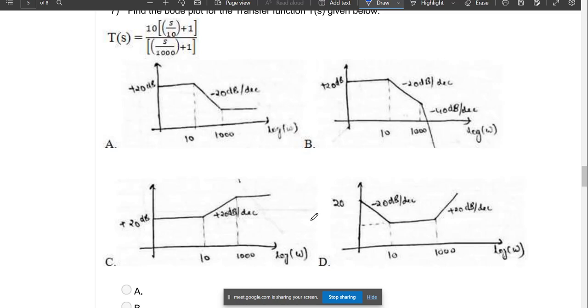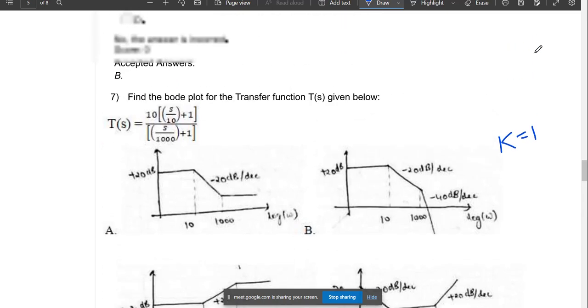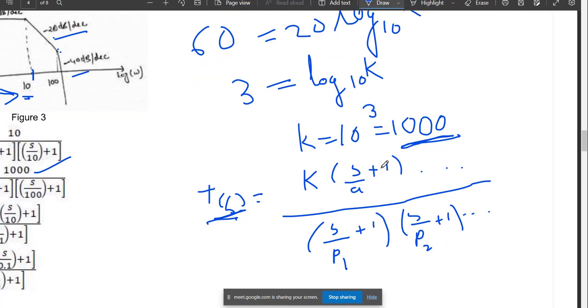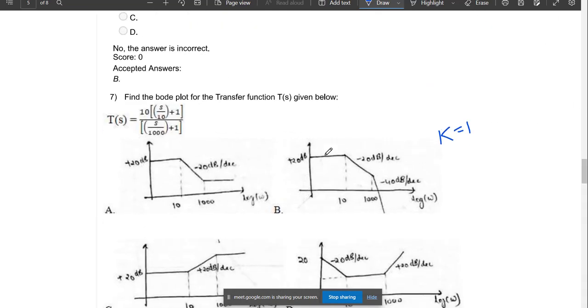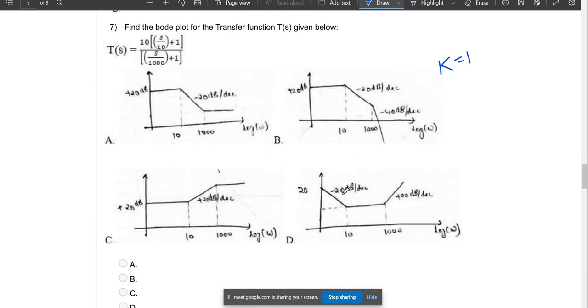See, here there is no constant, so our k will be equal to 1. Instead of any value here, we have k equal to 1. So when k is equal to 1, we don't have any magnitude to start with. We directly go, and this is a pole, right? So directly 1 upon s. We'll start with this 1 upon s till here.